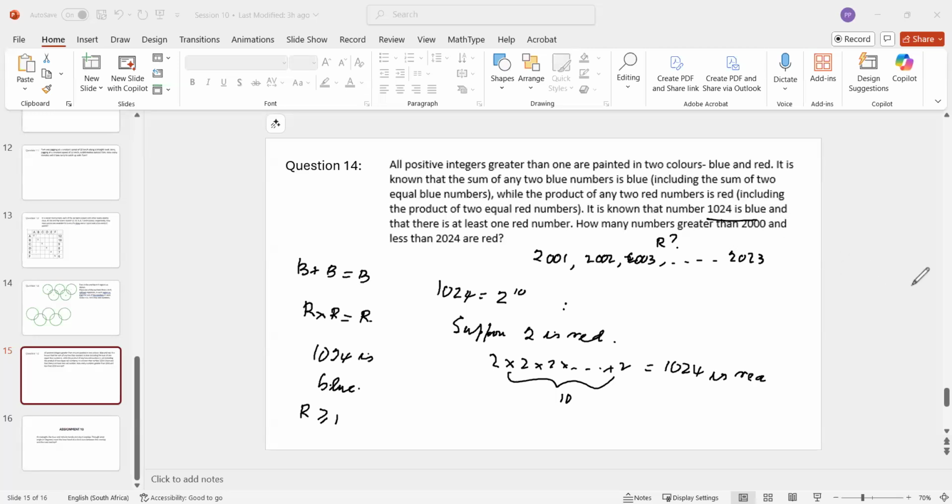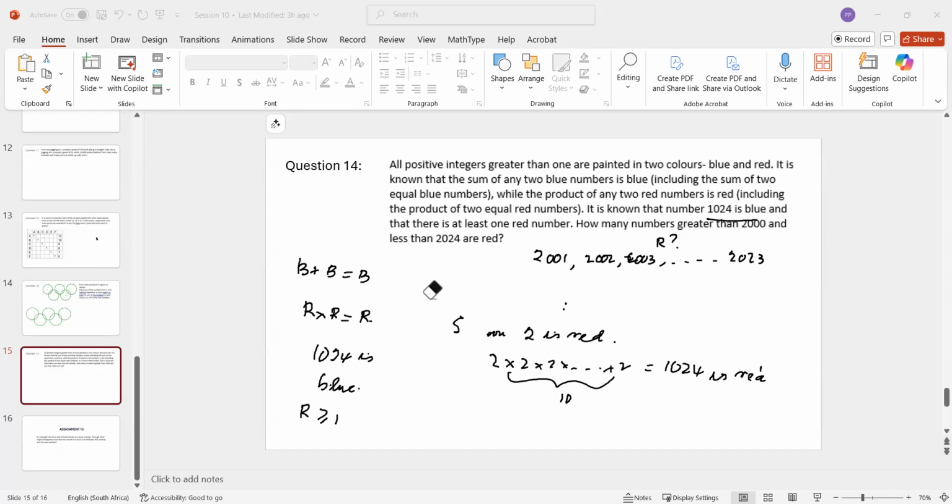But it's said that this is blue. So again, it's a proof, let's say, proof by contradiction. If you assume 2 is red, you'll end up with 1024 being red, not blue. So therefore, the conclusion is that this supposition is false. So 2 is blue.